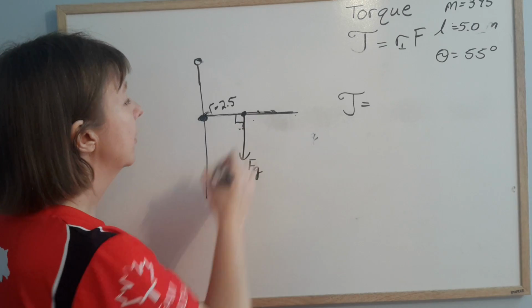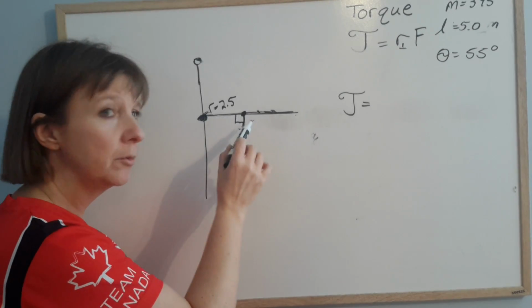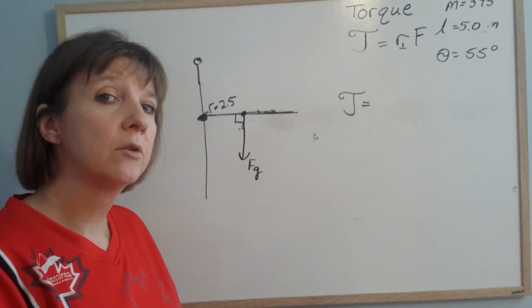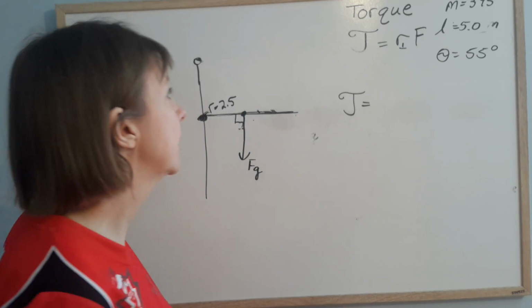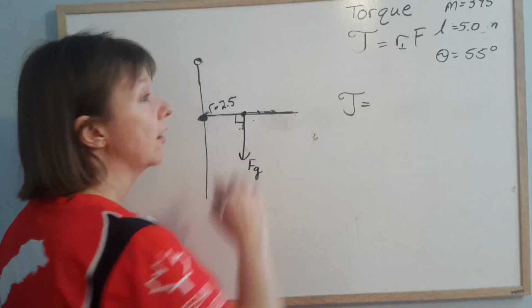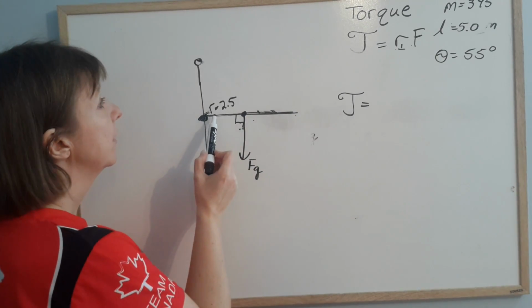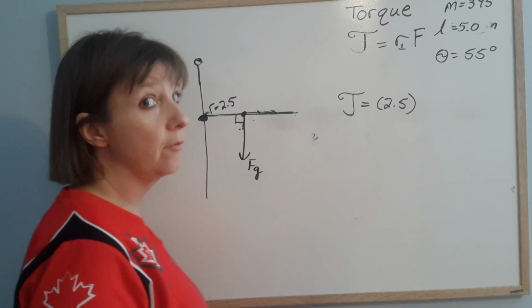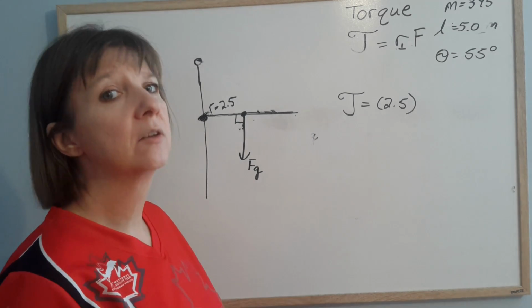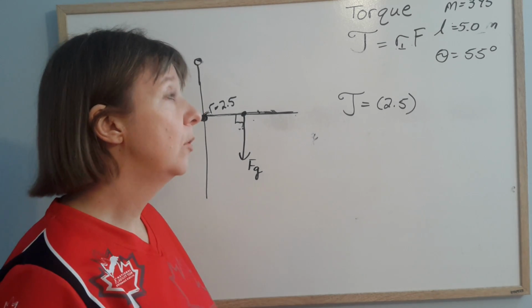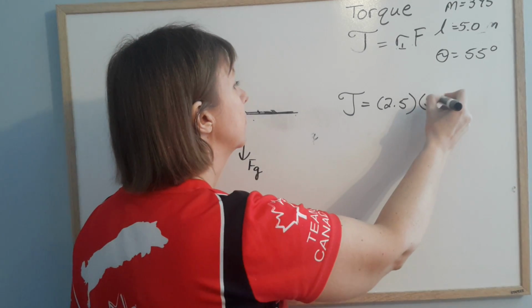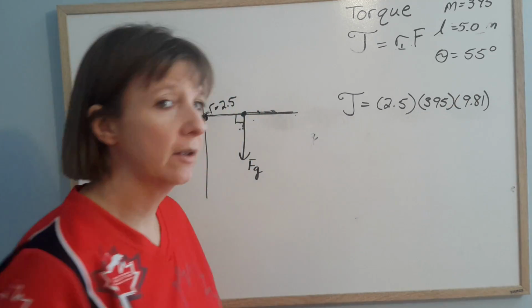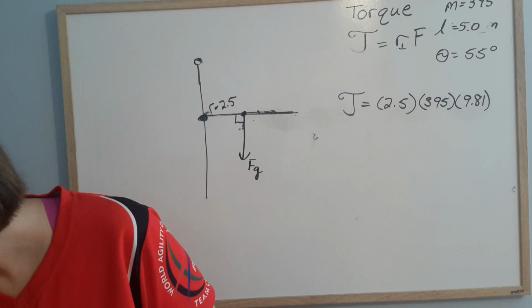And so again, notice that they are perpendicular. The R, the lever arm distance, and the force are perpendicular to one another. So this one's actually easier than the last question because we don't have to deal with any angles or anything, because this and this are already at right angles to one another. So the lever arm distance is 2.5. The force is the force of gravity. And we know that force of gravity is mass times acceleration due to gravity. They told us that the mass of this crane is 395 kilograms. And we know that acceleration due to gravity is 9.81.